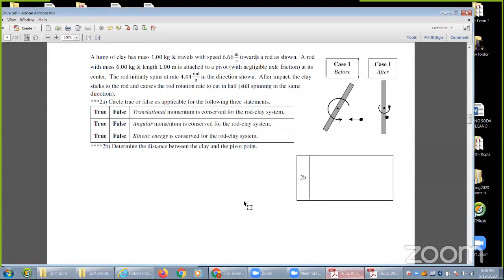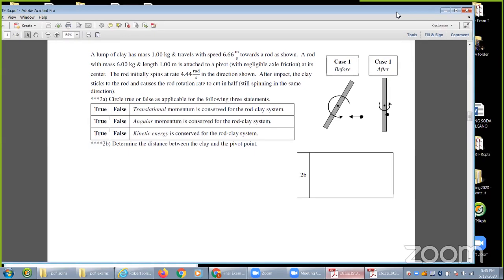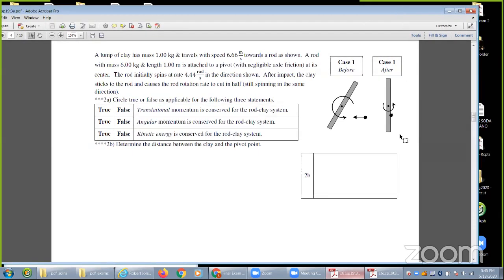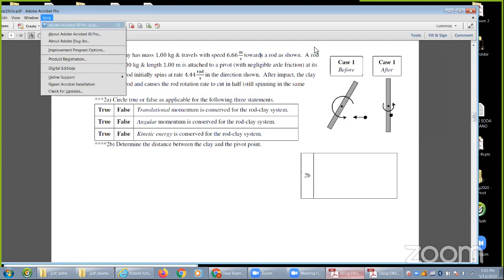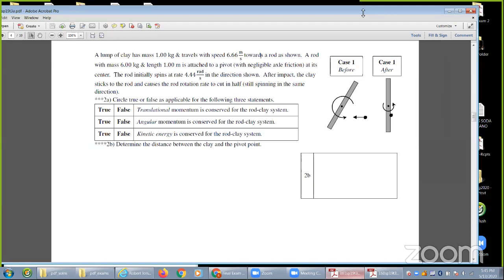All right, so you had a second to look at this one. I'll open up the chat again. What do you think? Is translational momentum conserved? Come on, chat. Where are you? Chat disappeared. Whoops. There it is. That's right. Why? How come, or why is it not conserved in this case? Either Alexis or Joy.